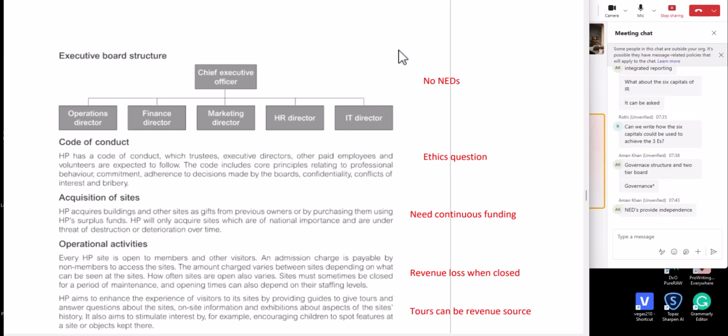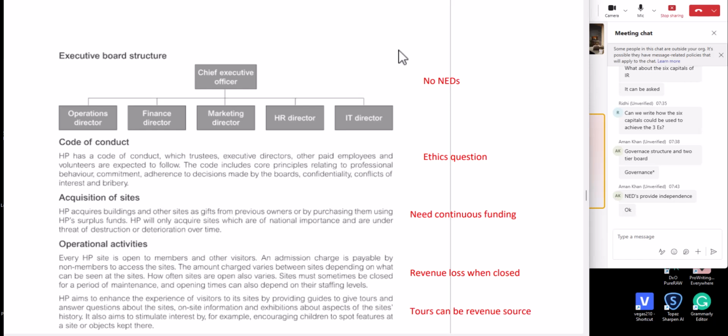Yeah, you don't need independence, Aman, because you've got the trustees, right? So we've already got the trustees around, so they're providing that oversight part. So you don't really need the independence of NEDs. You would if it was a commercial organization, but the trustees are supposed to be the oversight. They're removed from the board and they're overseeing the board, so the board doesn't need to be independent.